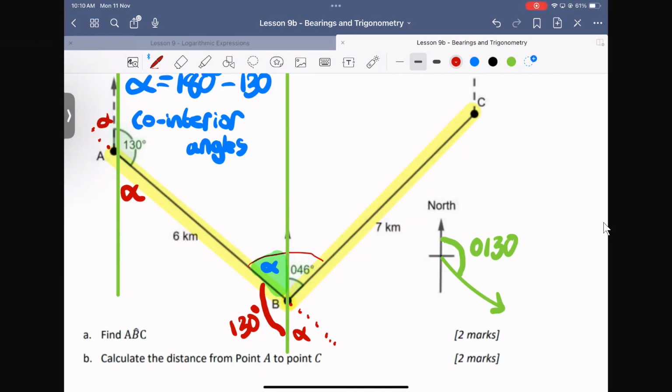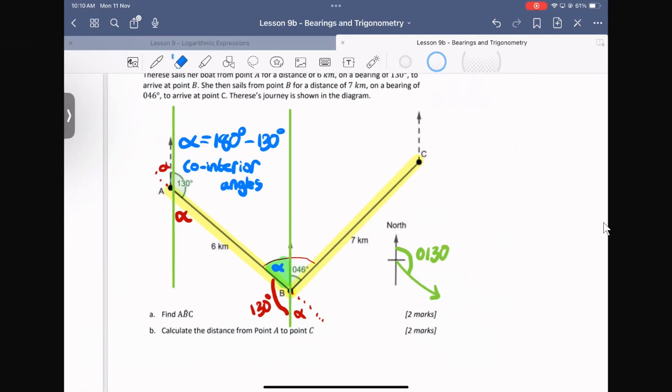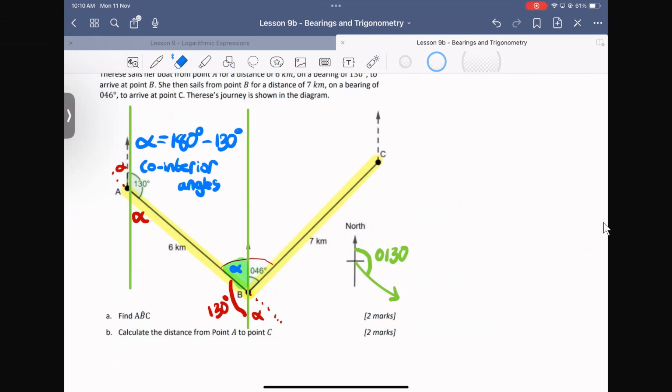The most important ones are the co-interior angles and the alternate angles, the Z, and they let you move them around. But in order to use those, extend your north lines into parallel lines. Notice I go all the way through like that. And once you see that diagram, it starts kicking in.